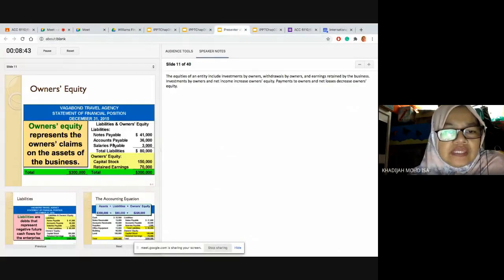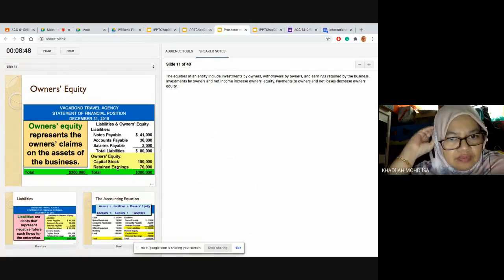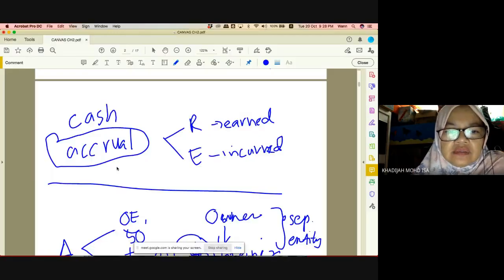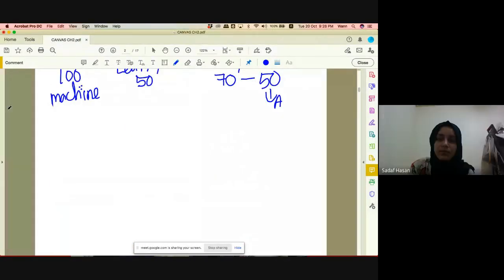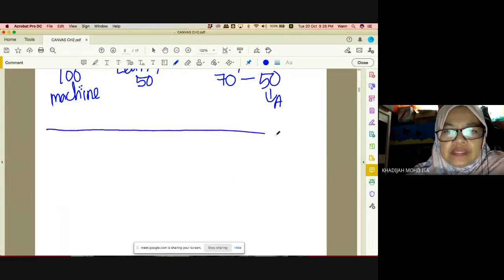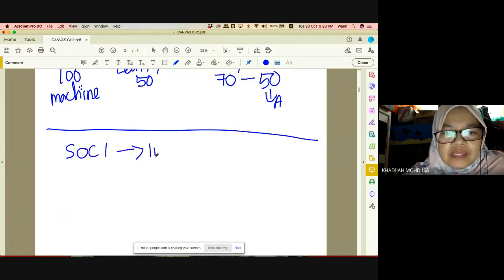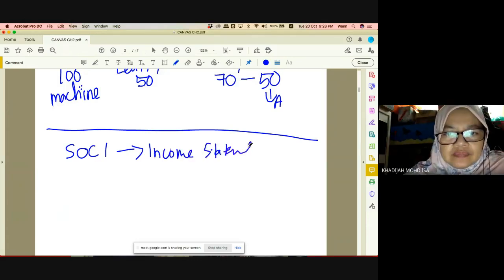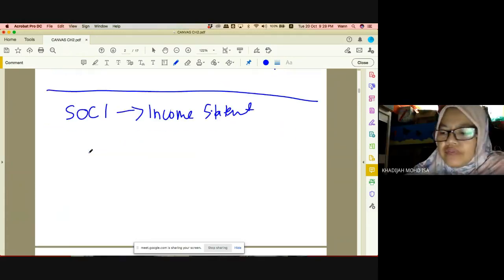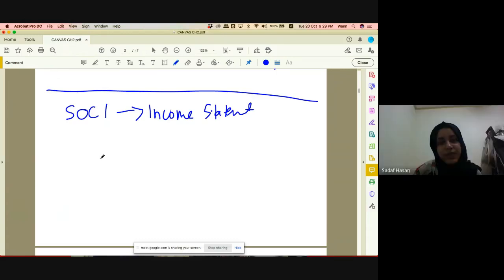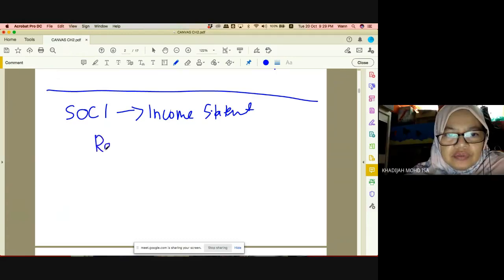Okay. So this is an example. What about retained earnings? Retained earnings is another concept. What happened here is that from your statement of comprehensive income, what do you call this? Income statement, isn't it? So what is under the income statement? Profit or loss. So how do you derive your profit or loss? Revenue and expenses.